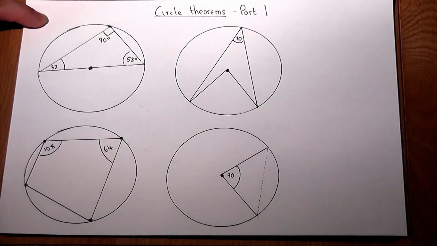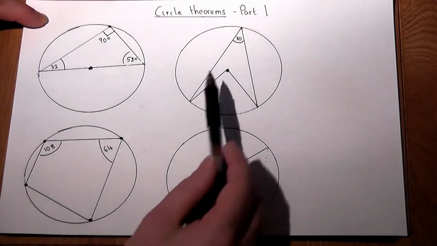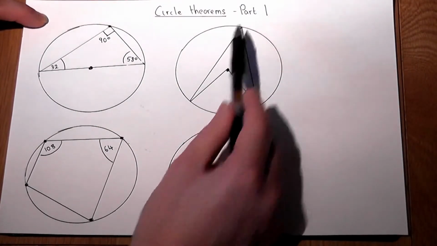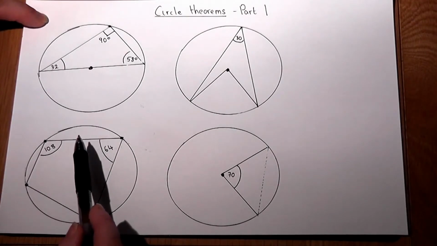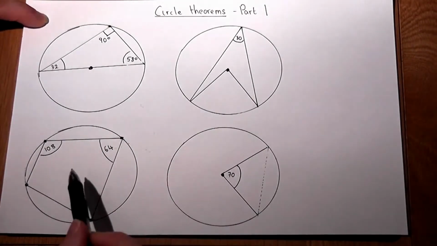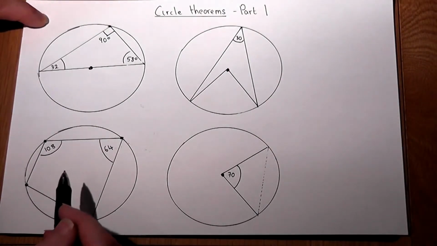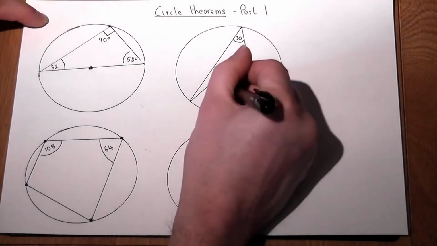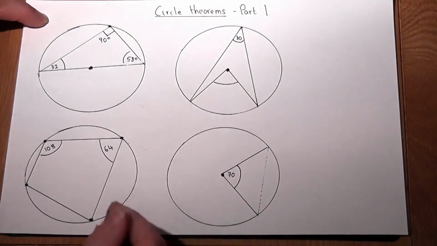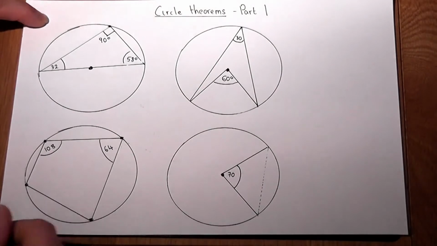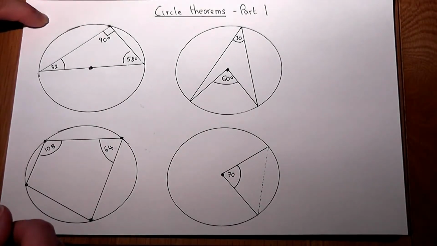So a second one, suppose you've got an angle at the centre and one at the circumference. Then the angle at the centre is always double the angle at the circumference. So this angle here is quite simply 2 lots of 30, i.e. 60 degrees. And that fact will always hold.